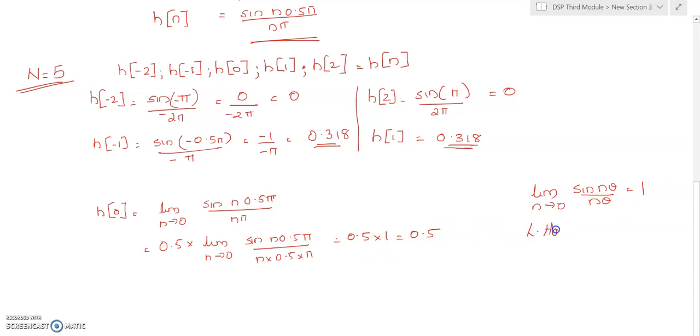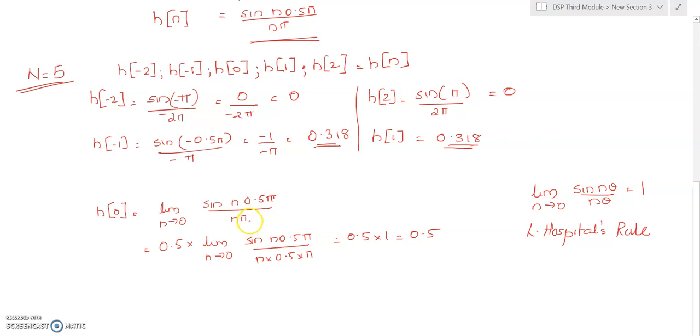So when we apply L'Hospital's rule out here, you can see that limit n tends to 0, sine n theta by n theta becomes equal to 1. So which means we need to apply L'Hospital's rule to this particular equation of h of 0. So it becomes sine n 0.5 pi by n pi. So if this is n theta, then this should also be n theta. So these two terms must be made equal.